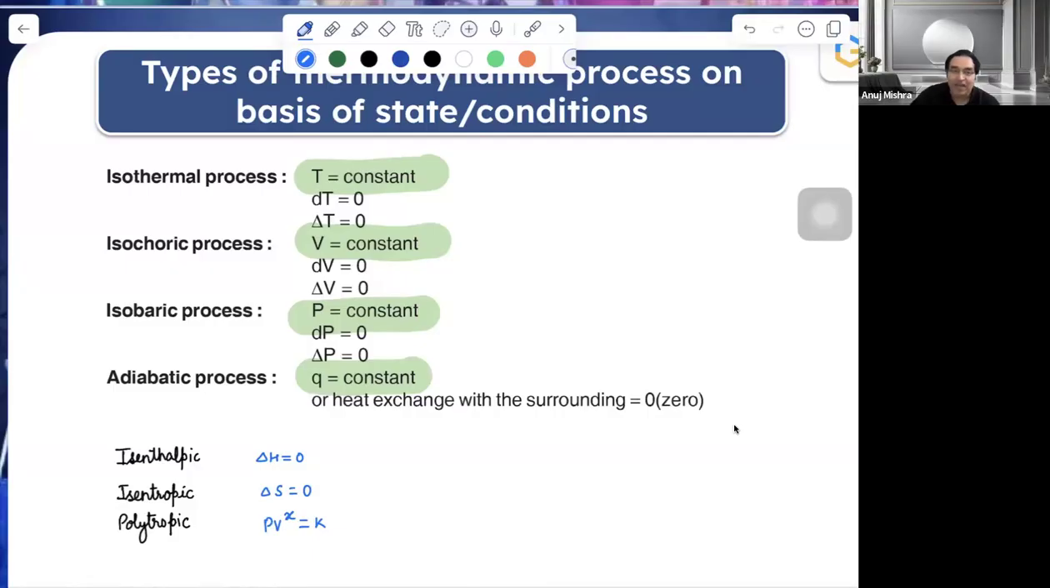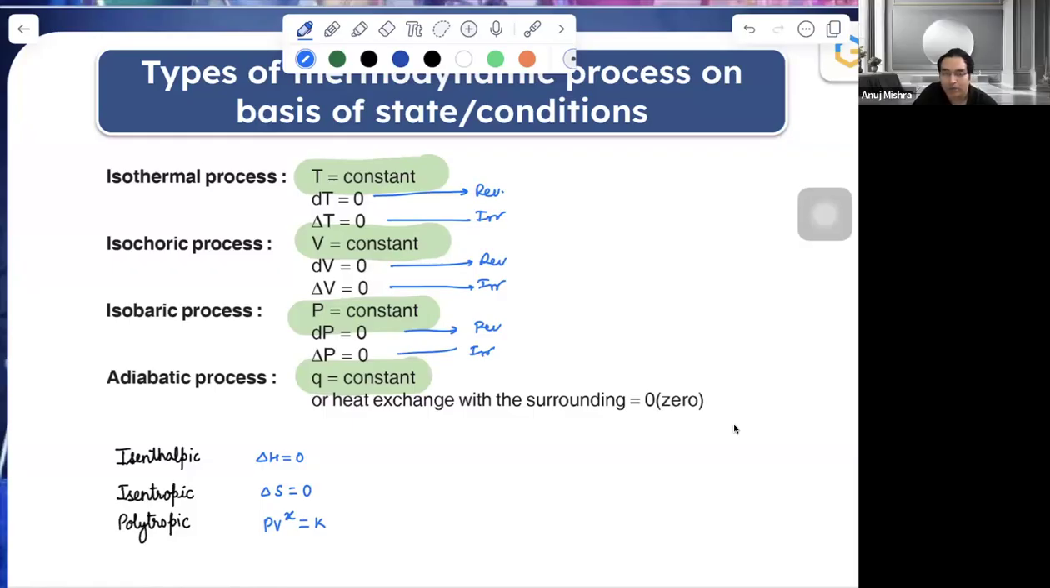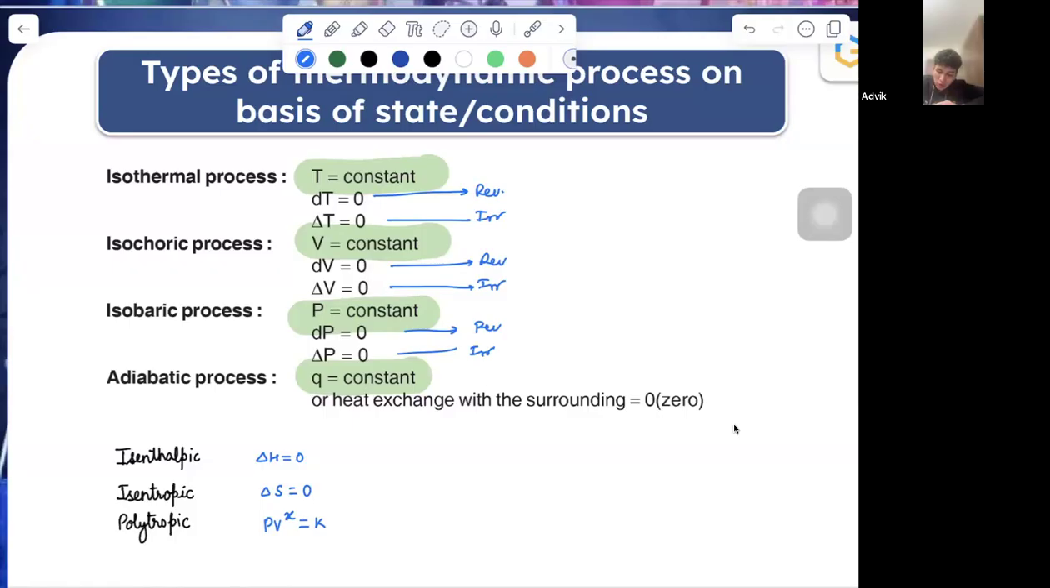ठीक है. So one minute. Whenever it is reversible, you use dT. And whenever it is irreversible, you'll use delta T. Whenever it is reversible, you'll use dV. Irreversible, delta V. dP and delta P. And adiabatic also dQ and Q, delta Q you can say. Is it okay? Yes sir. Any difficulty? I'll copy it down.